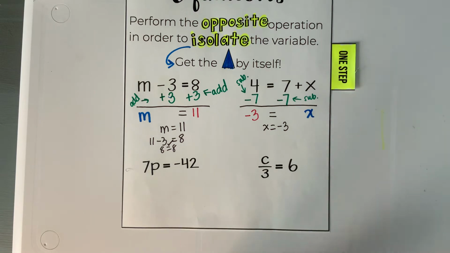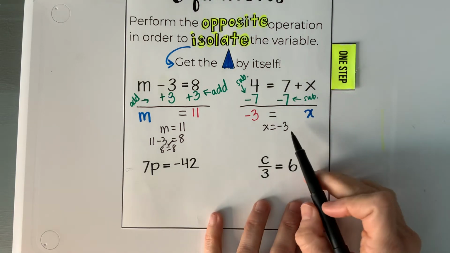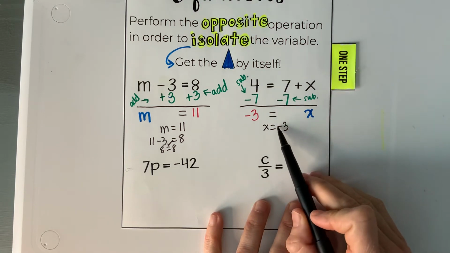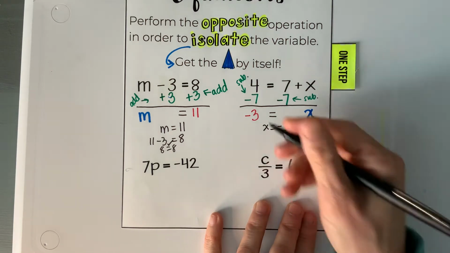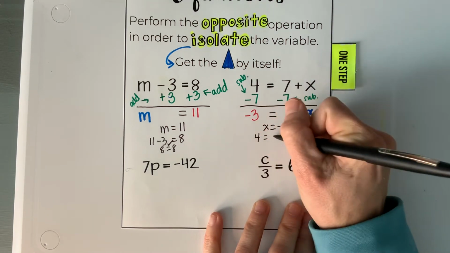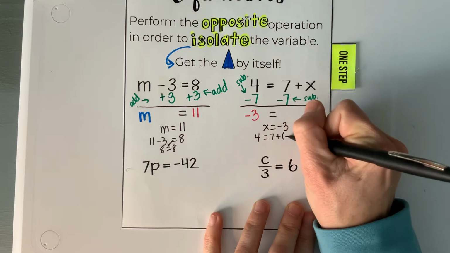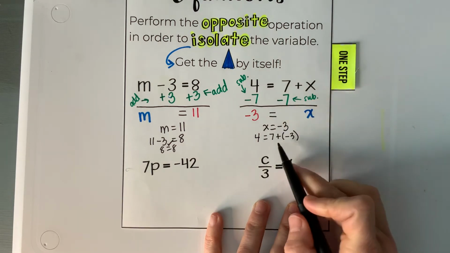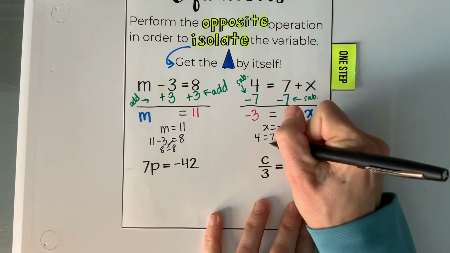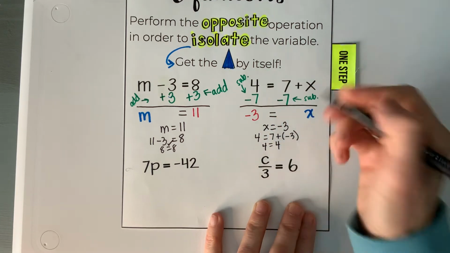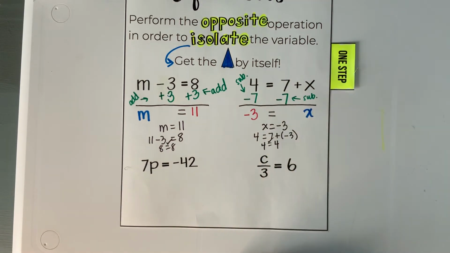Now, let's go ahead and check to see if this is correct. So that negative 3, we're going to substitute it back in for x. 4 equals 7 plus negative 3. 7 plus negative 3, yep, that's a 4, equals 4, and that's a true statement. So check, I know I did it right.